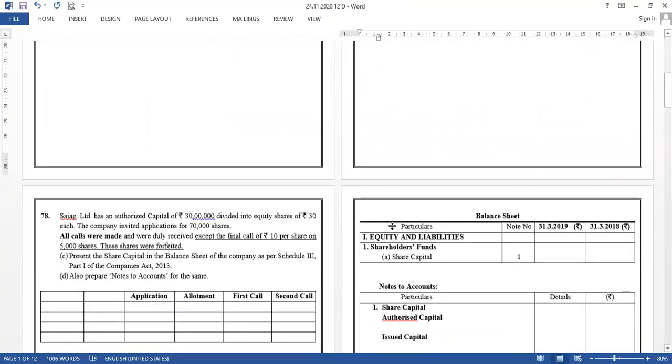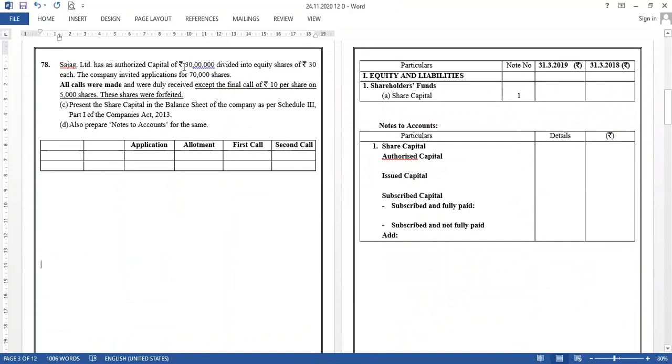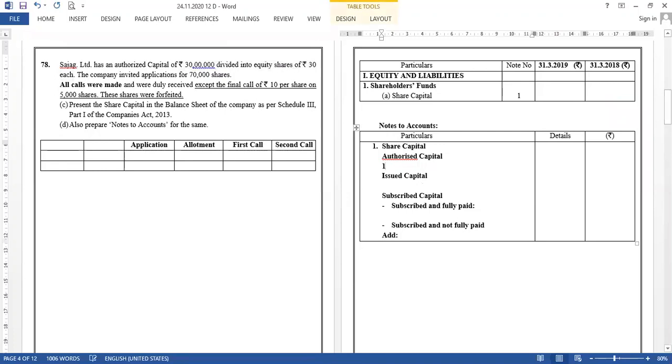Okay, next sum. Sajag Limited has an authorized capital of rupees 30 lakhs divided into shares of rupees 30 each. 30 lakhs, 30 each. So 1 lakh shares will be there. So let me write this. 1 lakh equity shares of rupees, sorry, 30 each.